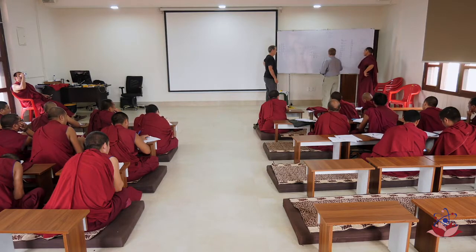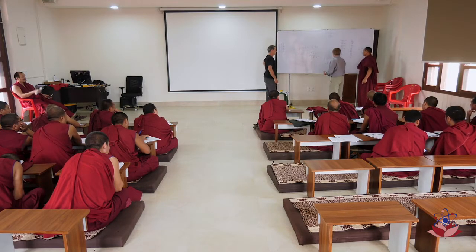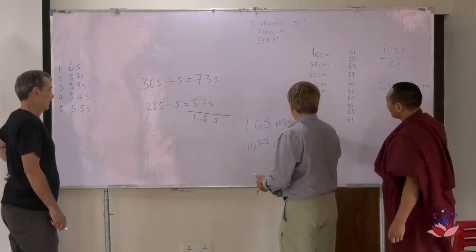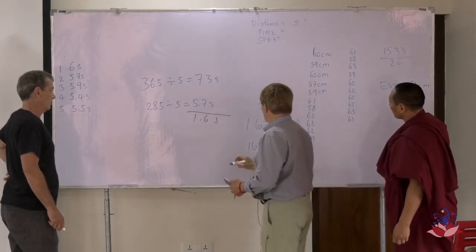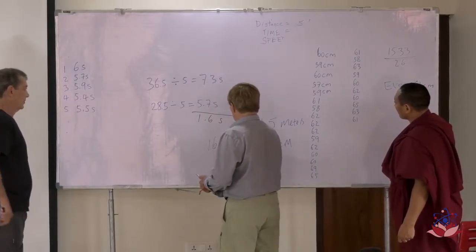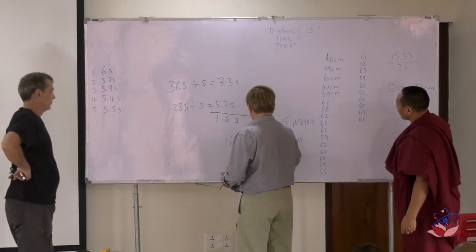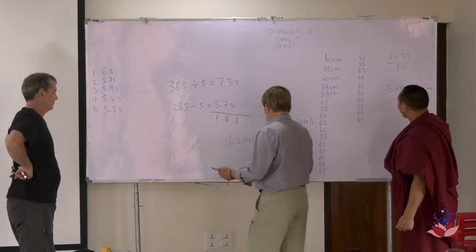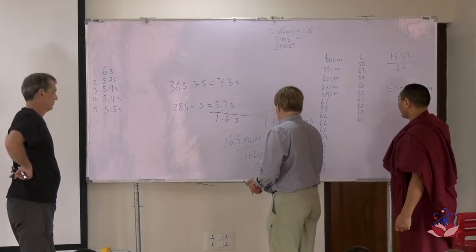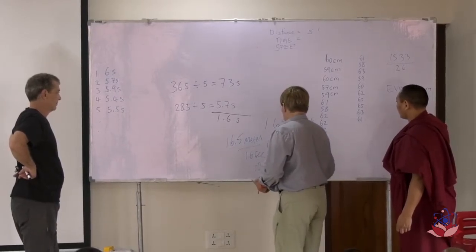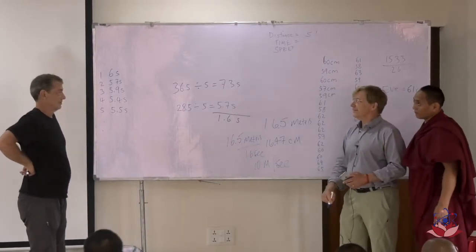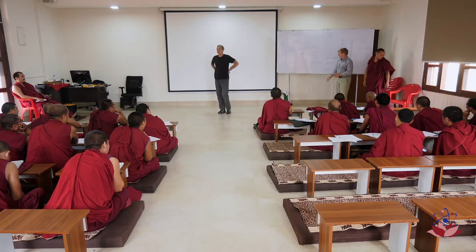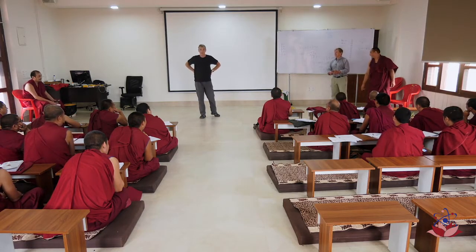1,647 centimeters. 1.6 meters. That's 16.5 meters. Divided by 1.6. So 16.5 meters in 1.6 seconds is 10 meters per second. Right? Math is right. Okay, so that is the speed of the action. We just calculated the speed of the action.